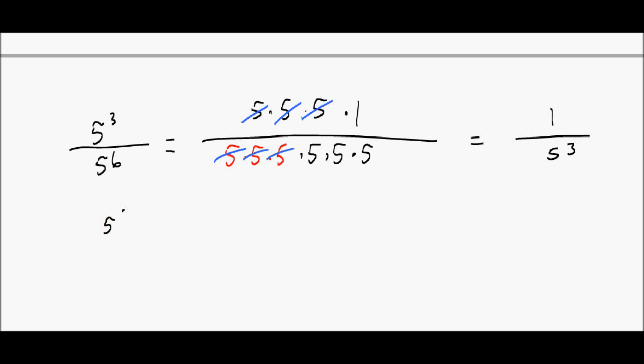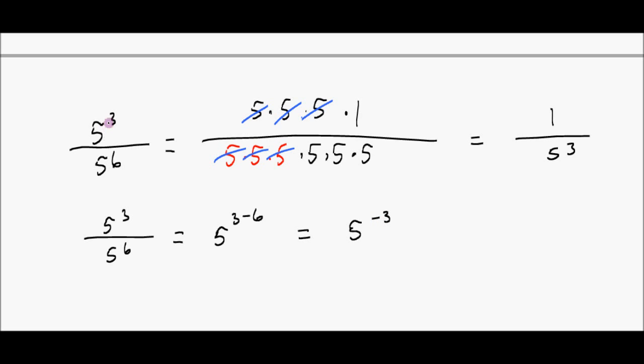But look, we established a while back the quotient rule, which says when you're doing this division and the bases are the same, then this simplifies to 5 to the 3 minus 6 power. We subtract the exponents, which gives us 5 to the negative third power. So we cannot break the rules we've already established.